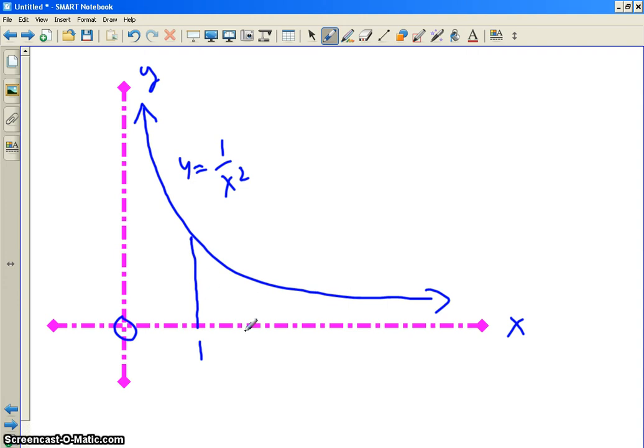Okay, so can we do this arc length? Can we do this surface area? All right, let's see. If y is x to the negative 2, what's dy/dx?